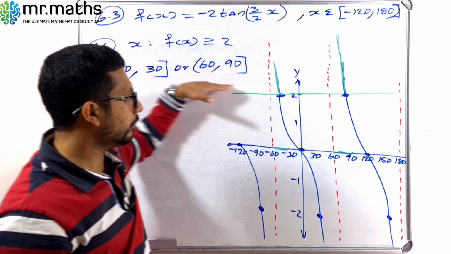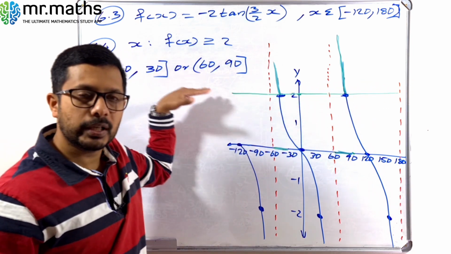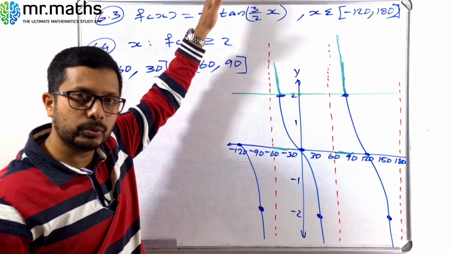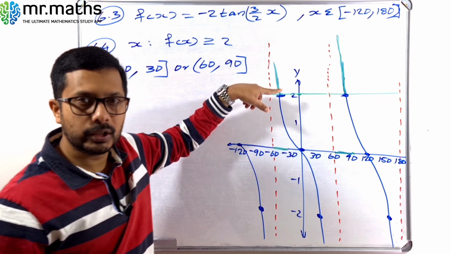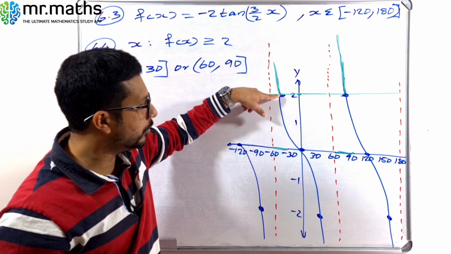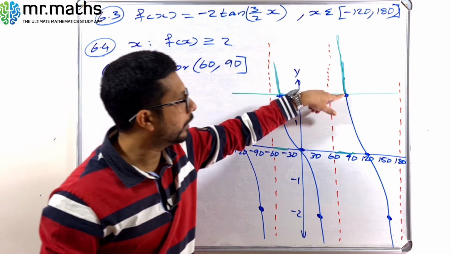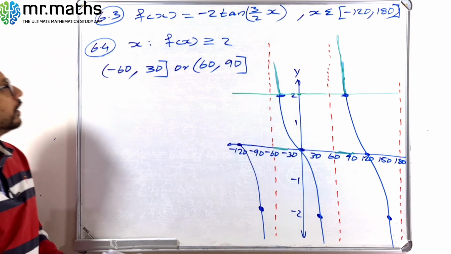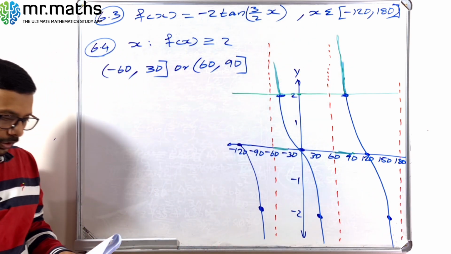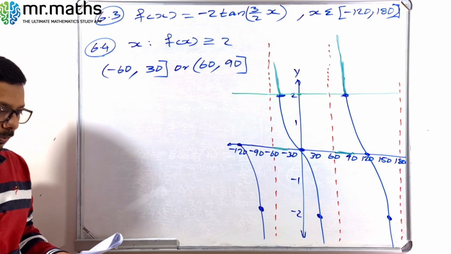This is the y value 2. Y value greater than 2 means above that 2, above the y value 2. That means we are looking at the graph above y equals 2. That means this part, and here also the graph above y equals 2. So that is question number 6.4. Now let's move to question number 6.5.